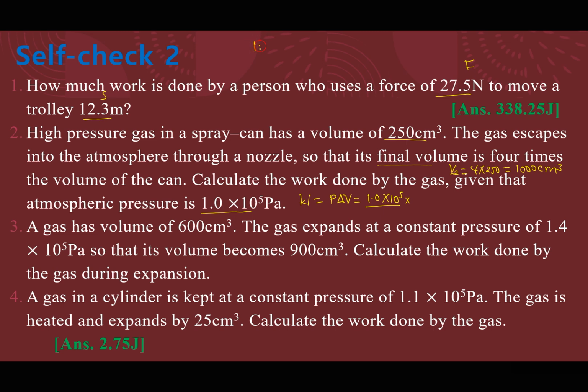So we must change the volume from centimeters cubed to meters cubed. If 1 meter is equal to 100 centimeters, it means 1 meter cubed should be 100 centimeters raised to the power of 3, which becomes 1 times 10 to the power of 6 centimeters cubed. So 1 meter cubed is 1 times 10 to the power of 6 centimeters cubed. So that means 1 centimeter cubed should be equal to 1 times 10 to the power of negative 6 meters cubed.